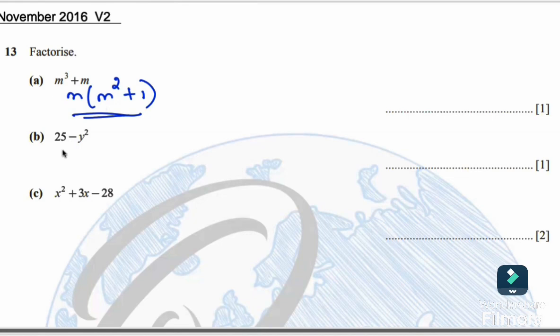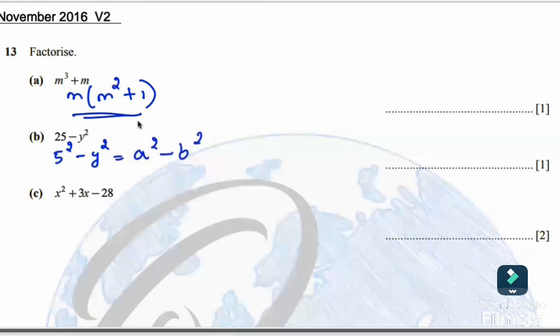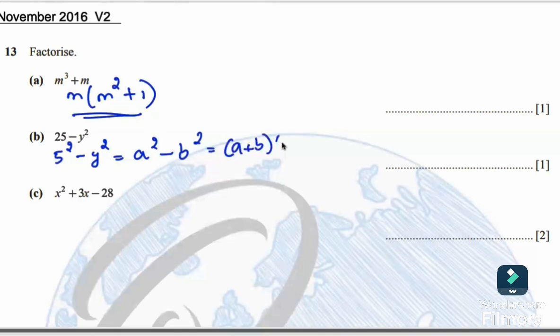If you look at this, both the numbers are square numbers and I can write them as 5 square minus y square. It is in the form of a square minus b square. So what is the form? I have already explained in the previous problems. So I can just simply write them in the form of a plus b into a minus b. So I can write this as 5 plus y into 5 minus y.